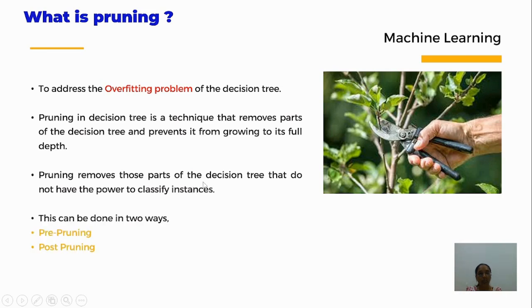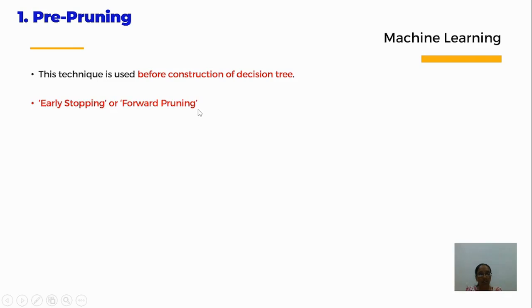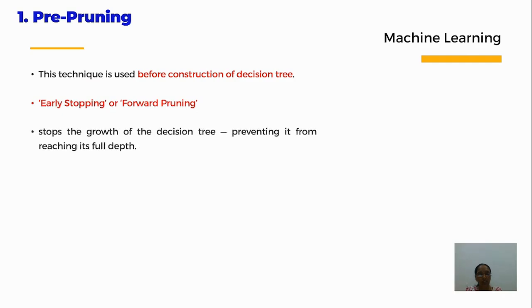There are two techniques in pruning: pre-pruning and post-pruning. We will understand these two techniques one by one. The first one is pre-pruning. This technique is used before construction of the decision tree. It is the process of early stopping the tree growing process before it reaches the maximum depth. The tree is stopped from growing by setting a stopping condition.